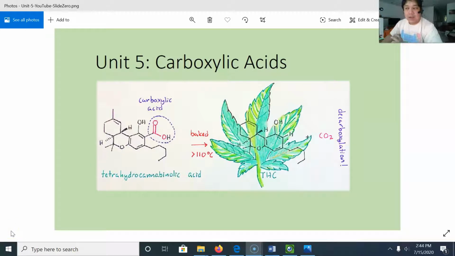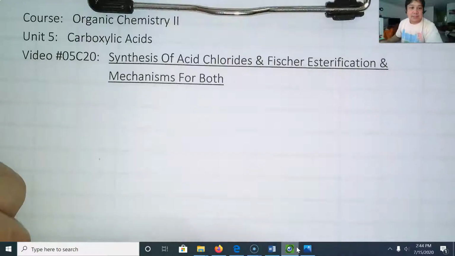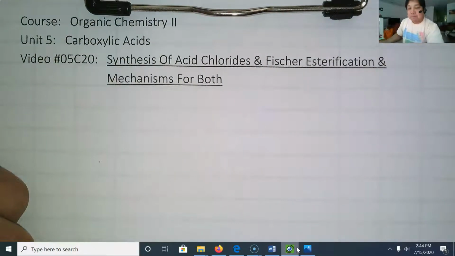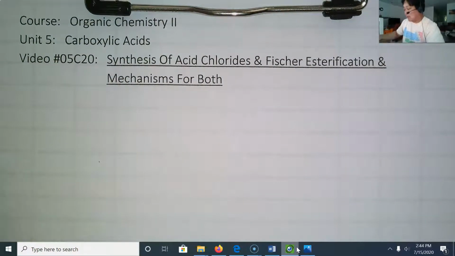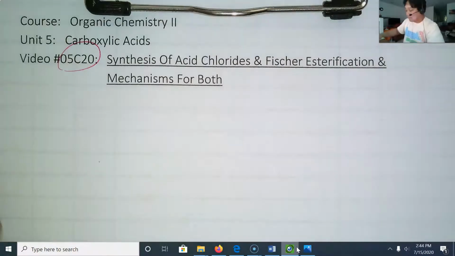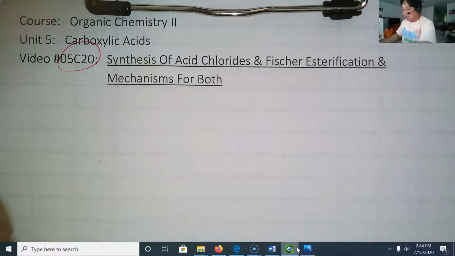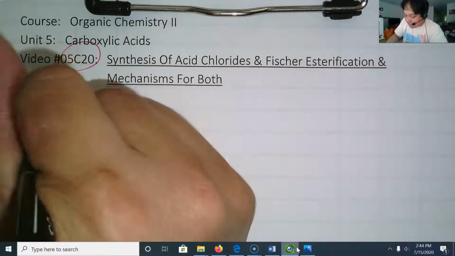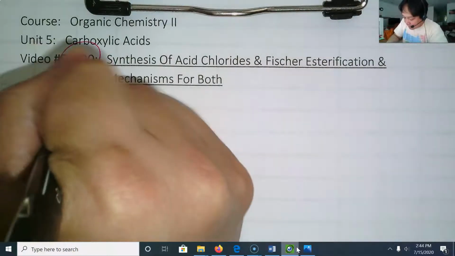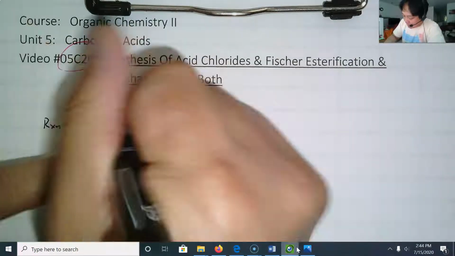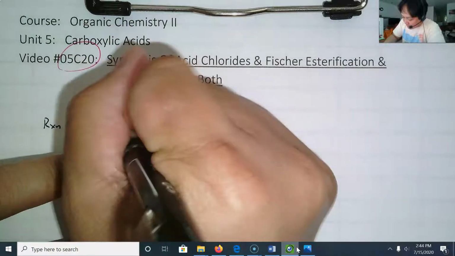Alright, I have two more reactions to go over in Unit 5 carboxylic acids, and those two reactions are the synthesis of acid chlorides and Fischer esterification, and I think we'll have time to look at the mechanisms for both. We are up to reaction C, and let's talk about acid chlorides.